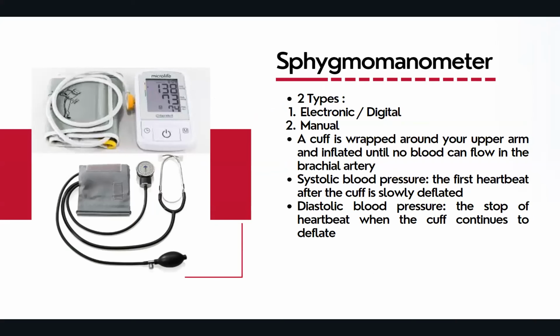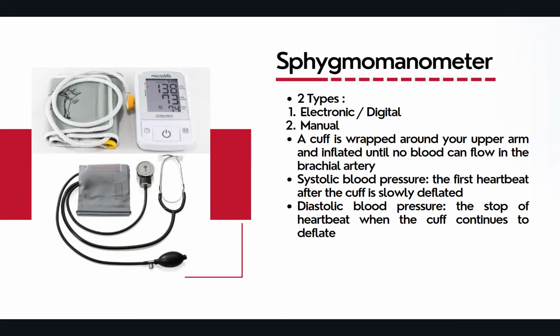Next, I'm going to explain the sphygmomanometer. There are two types of sphygmomanometer. The first one is the electronic or digital one, shown in the top picture, and it can show the pressure readings digitally and automatically detect the systolic and diastolic values. And the second one is the manual one, shown in the bottom picture, where we need to manually inflate the cuff and also detect the systole and the diastole using a stethoscope.